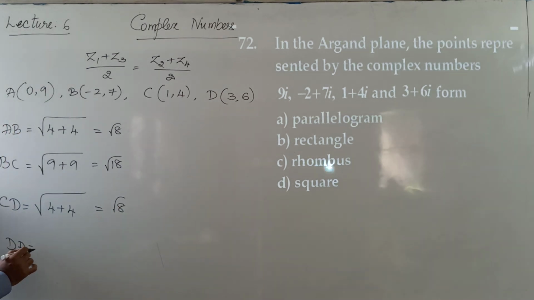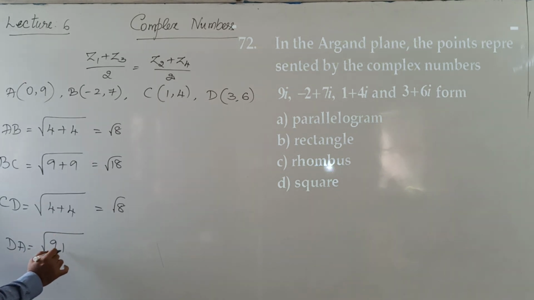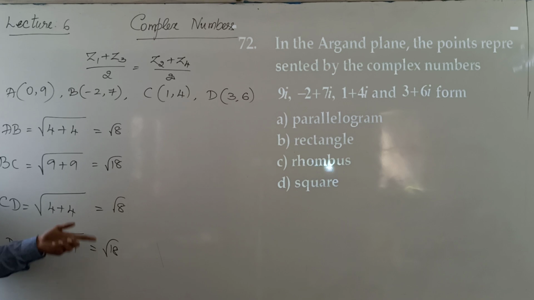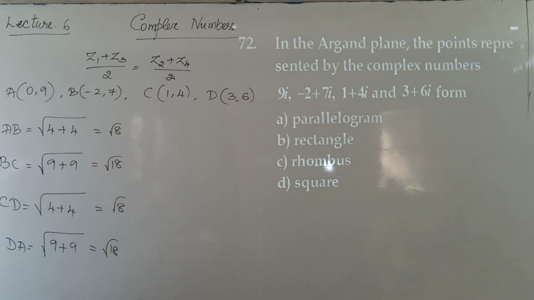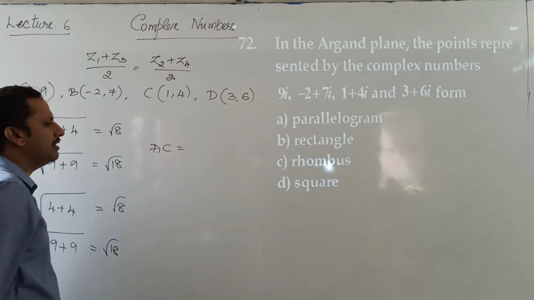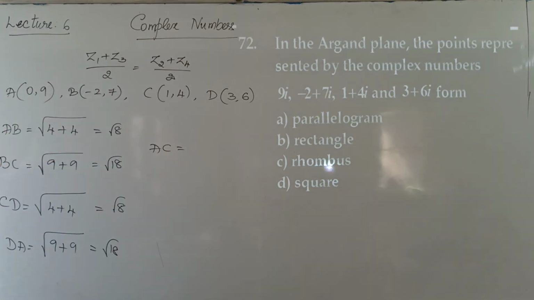Then DA is equal to (3 minus 0), 3 square is 9, then (6 minus 9) is minus 3, whole square is 9. Root 18. As we can observe, opposite sides are equal. When the opposite sides are equal, it is a rectangle or it could be a parallelogram also. So let us find out the diagonals. If the diagonals are equal, then they form a rectangle. If the diagonals are not equal, then they form a parallelogram.